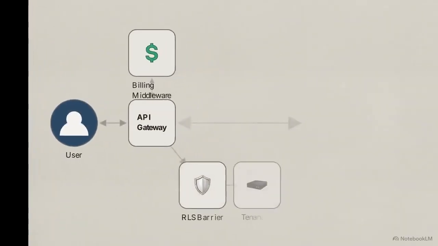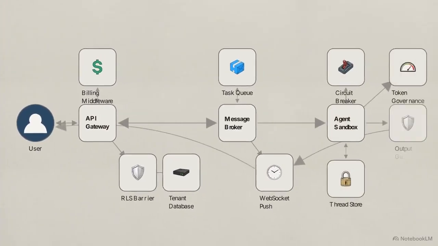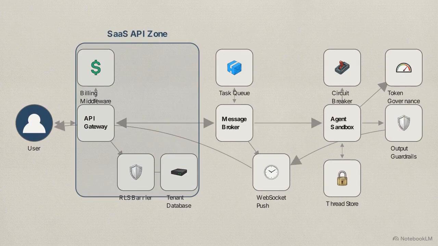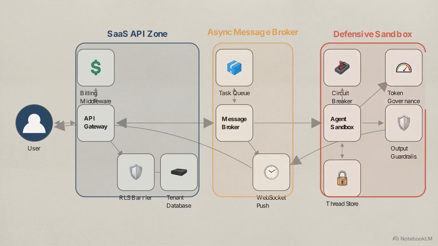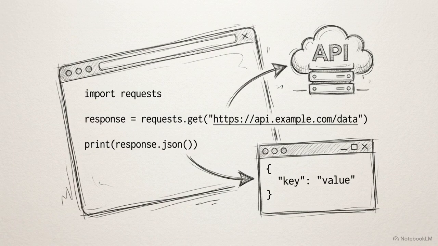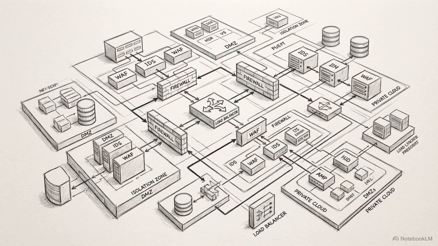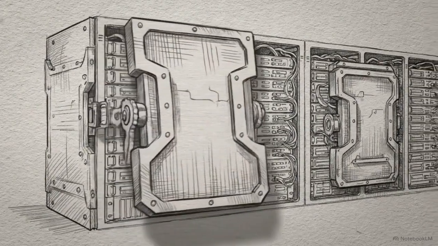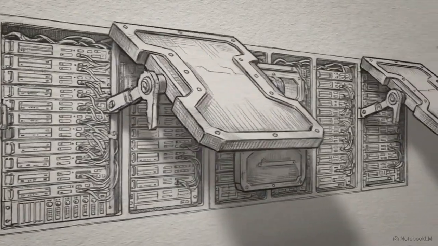Notice the sheer volume of infrastructure built purely to contain the agent. We engineered 3 distinct zones: the SaaS API for data isolation and billing, the async message broker protecting server threads, and the defensive sandbox executing untrusted code. Wrapping a basic API call around a model is simple. Building a production-ready AI backend is an exercise in extreme defensive engineering. Success in the agentic era relies on how strictly you govern resources, isolate execution, and manage persistent state.